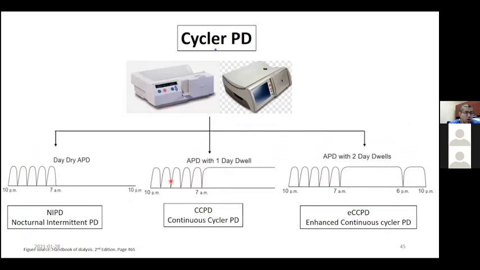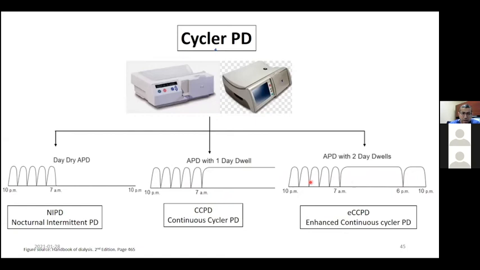Or else you have fluid exchanges in the night, but also you put in a last fill. So this becomes APD with 1 day dwell. And this is known as continuous cycler PD, because it is continuous here, and in the night you use a cycler. And then you have APD with 2 day dwells. That means there's a night cycler and in the midday, the patient will also exchange. So this becomes a sort of CAPD, and then in the night it will be the cycler.